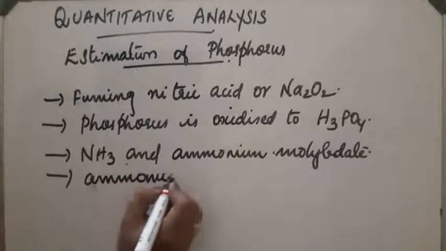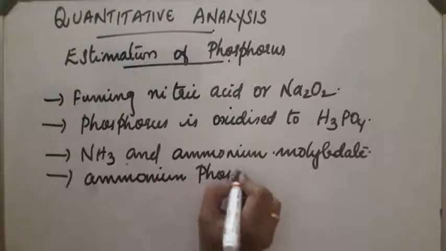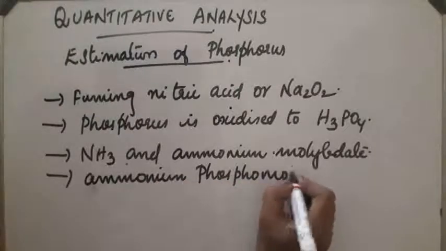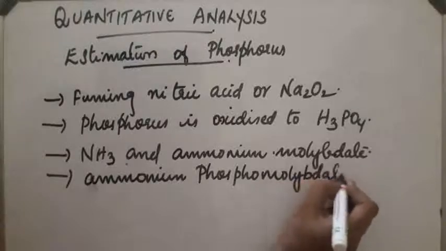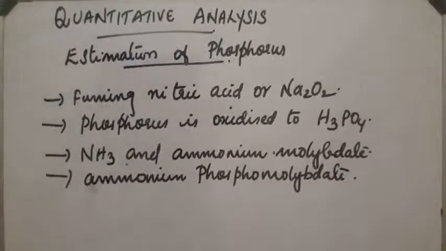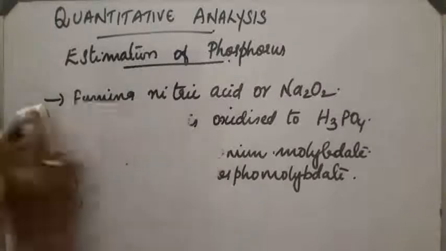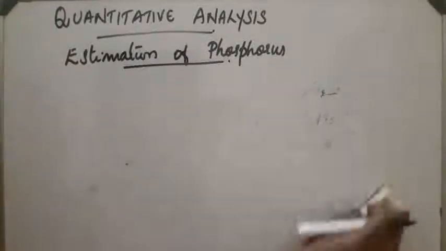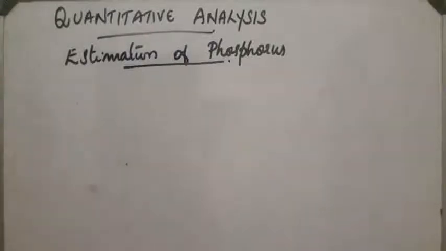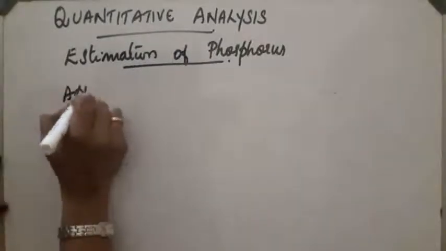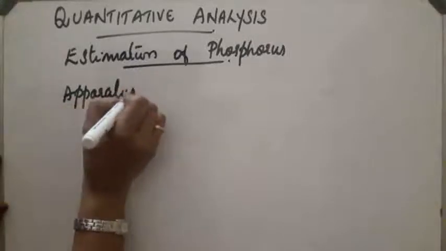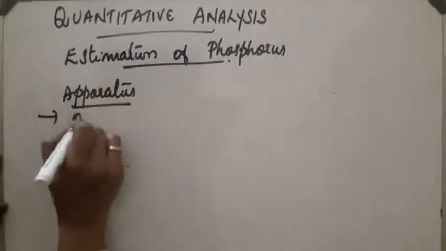Ammonium phosphomolybdate will be obtained, it is precipitated. This precipitate is separated and weighed, from which we can calculate the percentage composition of phosphorus. So the apparatus is similar to the sulfur one. The apparatus consists of a Carius tube in which we are taking fuming nitric acid and the organic compound.